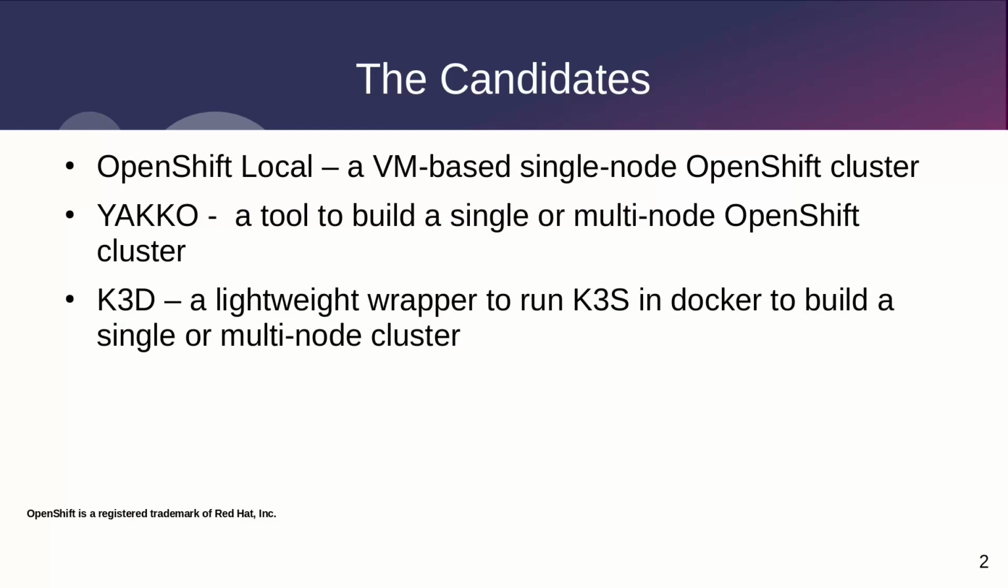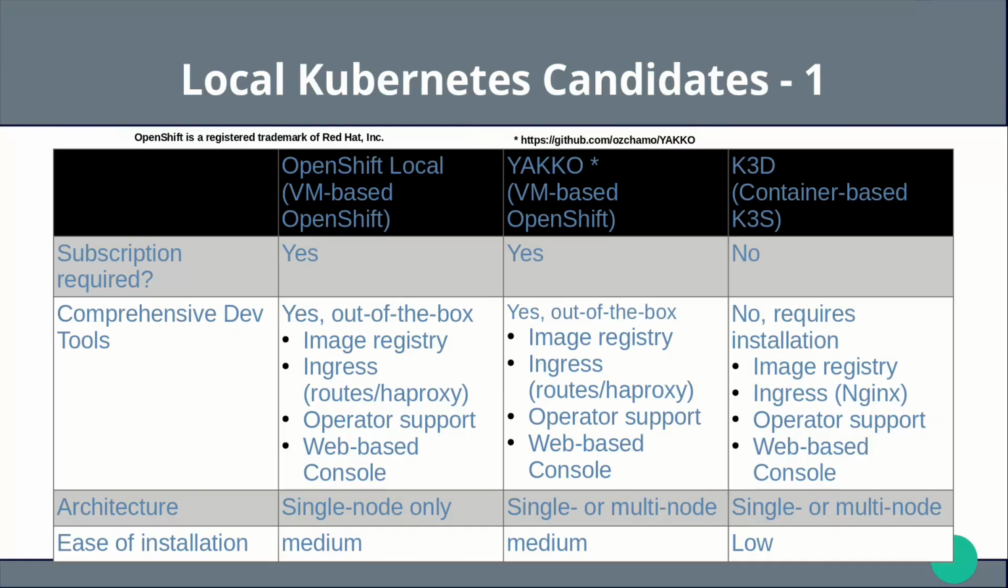I have three candidates. The first one is OpenShift Local, which is from Red Hat. It is a VM-based single-node OpenShift cluster. Next, we have the tool Yacko. You can use it to build a single or multi-node OpenShift cluster. And the third one is K3D, a lightweight wrapper to run K3s in Docker to build a single or multi-node cluster. Let's look at the pros and cons of these three candidates.